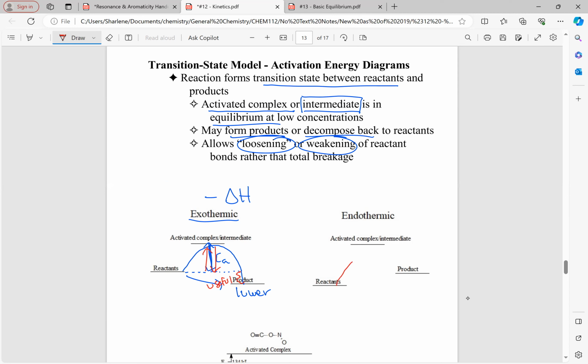So endothermic, you still have to pay the cost to get to that intermediate, but this one is higher. So you still have to pay this cost to get it going, but guess what? You only get that much back out. So you have to supply the rest of the energy to keep that reaction going.